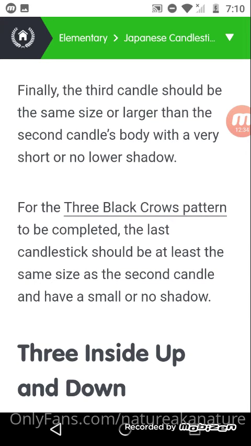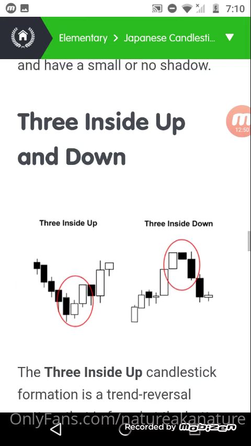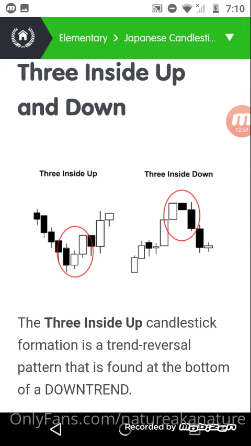So these are the three stick candle patterns that you're also going to see in the market. These three inside up candlestick formations are trend reversal patterns that form at the bottom of a downtrend. So you're always going to see these at the end of a trend. A three inside up forms at the end of a downtrend.